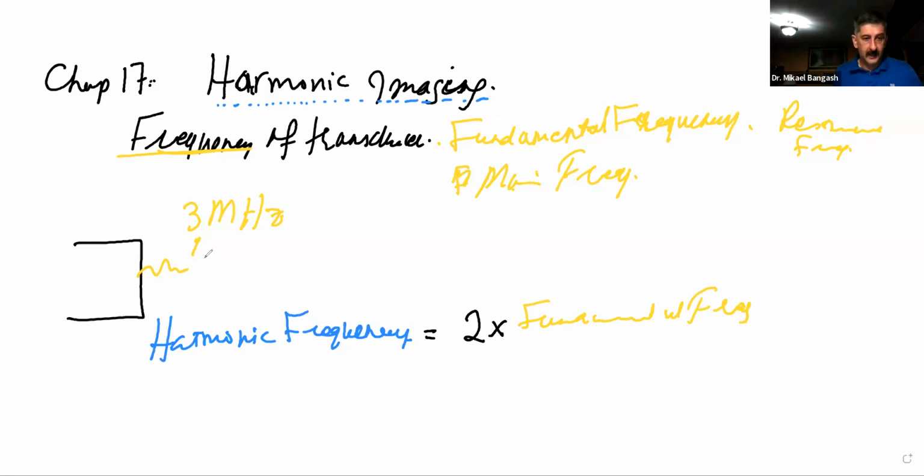Right? So in this case, for the fundamental frequency, the main frequency of the transducer was 3 megahertz. Now you multiply that by 2, or you double that. That means your harmonic frequency would be 6 megahertz. Is that clear?